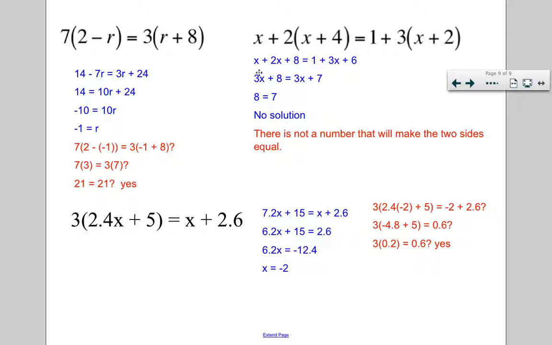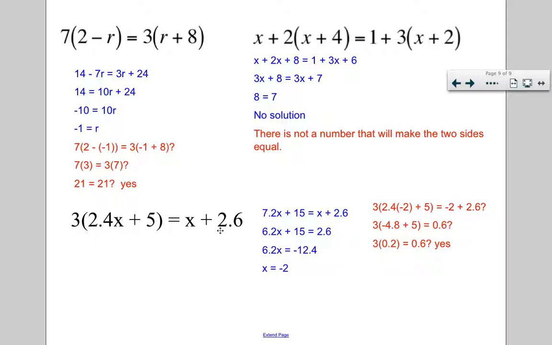I combined the like terms over here. I subtracted 3x from both sides, and I got 8 equals 7. Well, 8 doesn't equal 7. That doesn't make any sense. So that one does not have a solution. There is no number that you could put in that will make the left and right side be equal.